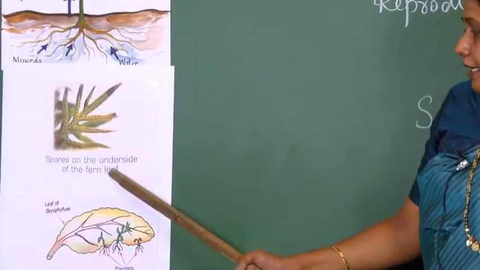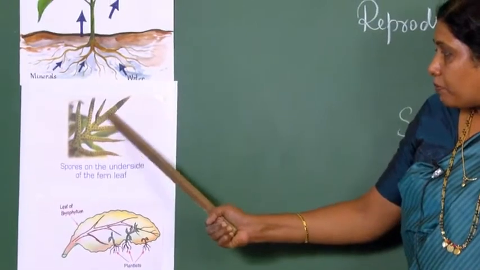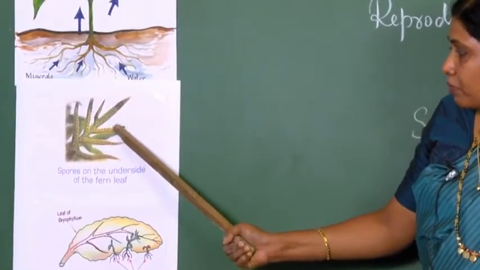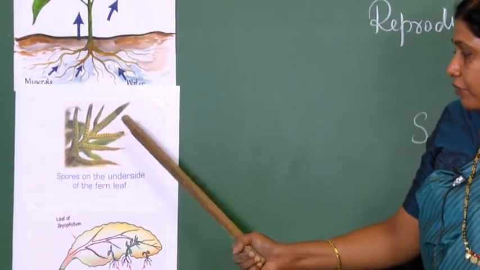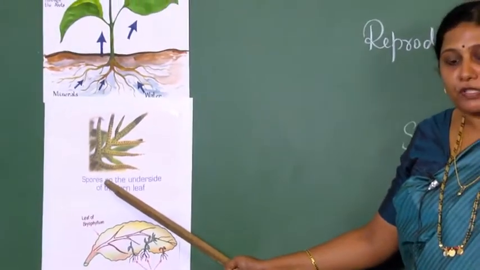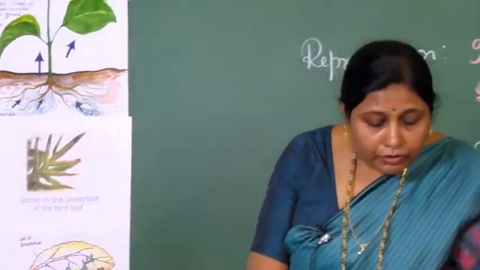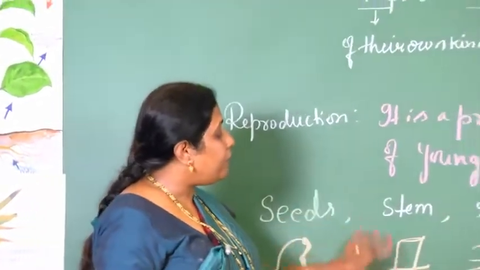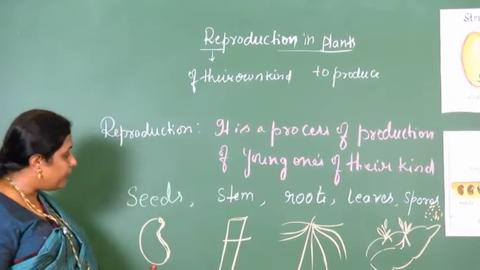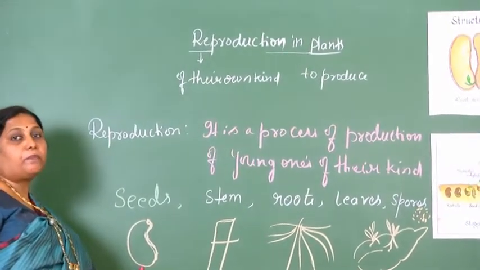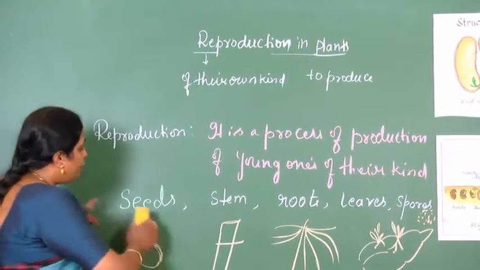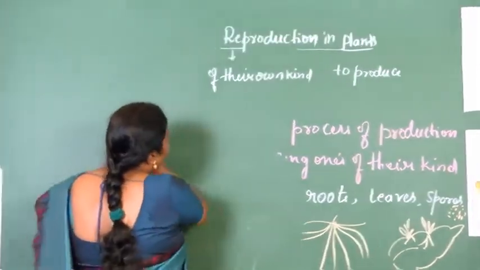Here, see the fern leaf. There are small sporangia structures. From this sporangia, spores are produced. So the plants can also be grown through the spores. Okay. Now let us study that the life of the plant begins from the seed. Starting from the seed, we can see how the plants can be grown from the seeds. For this, we should know about the structure of a seed.